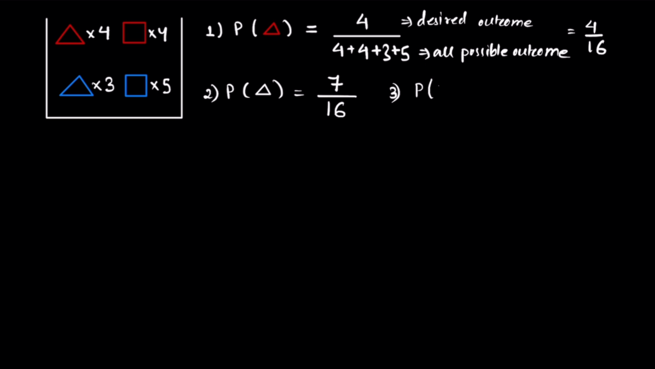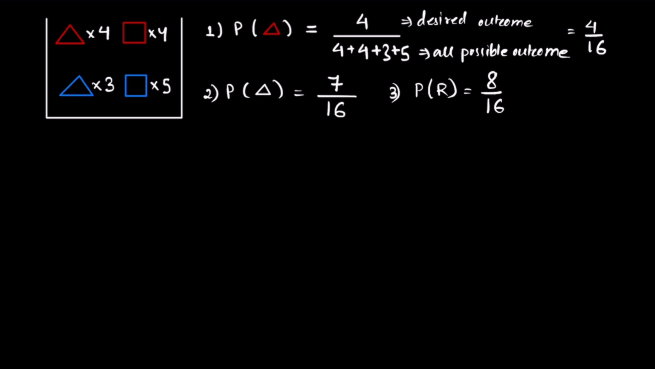Third question. What is the probability of getting red? So a total of 16 possible outcomes, and the desired outcome is getting red. And there are a total of 4 plus 4, 8 red. So the answer is 8 by 16.